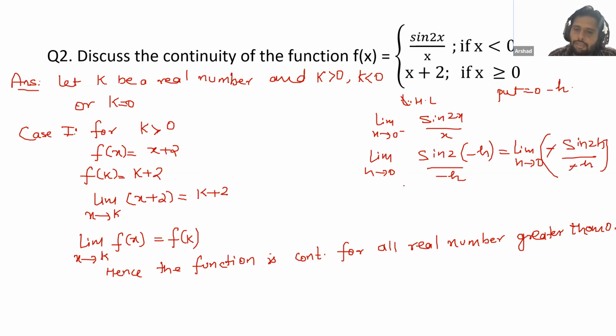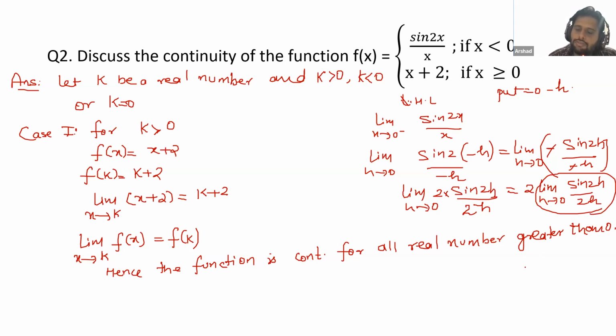So we are getting limit h tends to 0 of sine 2h by h. Now it is 2, we will write here 2. Multiply and divide by 2 because these two should be the same. We have discussed this in the limits chapter. So sine 2h by 2h will give us 1. So LHL is 2.